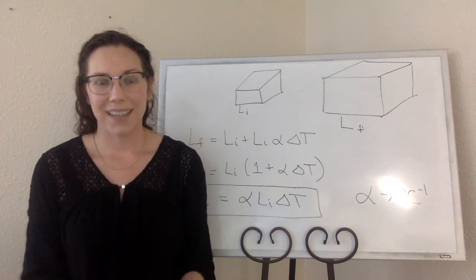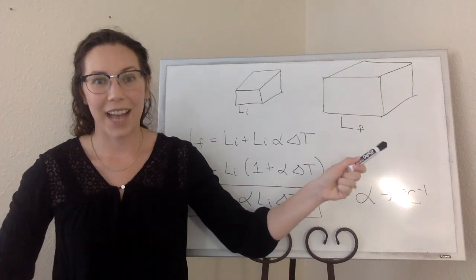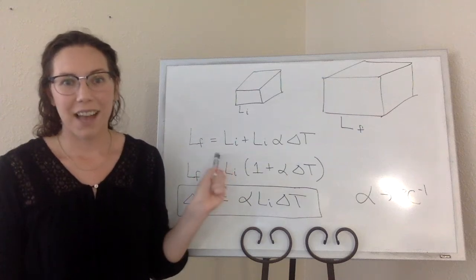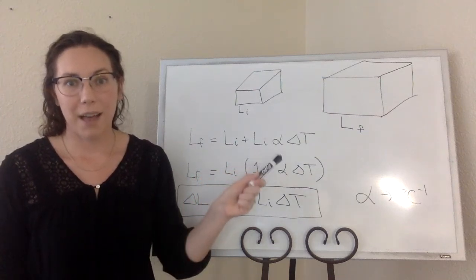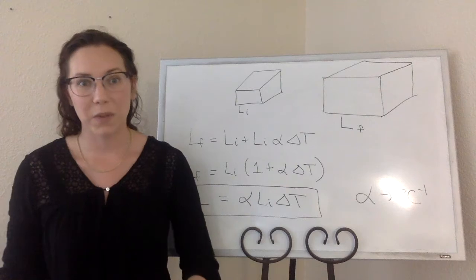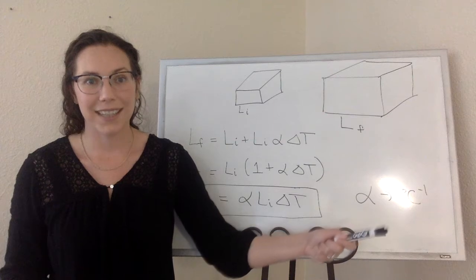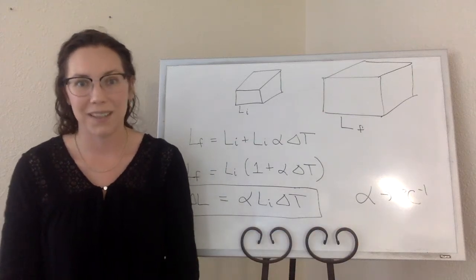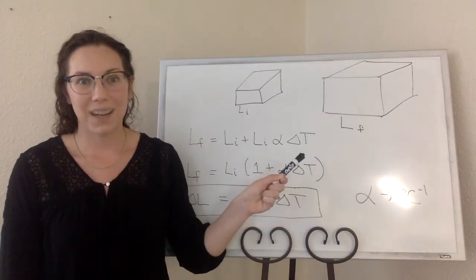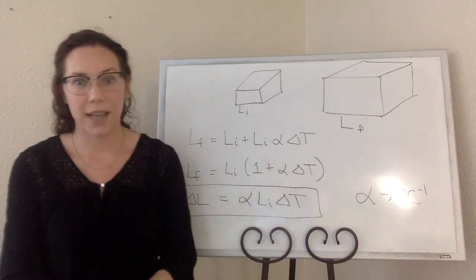So if we consider an object that has an initial length of Li, after heat is added, it expands to final length Lf. Then the new length of the object is given by this relationship here, Lf equals Li plus Li alpha delta T. Alpha is a constant that's specific to the material, and it's called the coefficient of linear expansion. It's in units of per degree Celsius, or degrees Celsius to the -1, so degrees Celsius inverse. Then we have delta T, which should be in units of degrees Celsius here. The length units can be anything as long as they're the same on both sides.